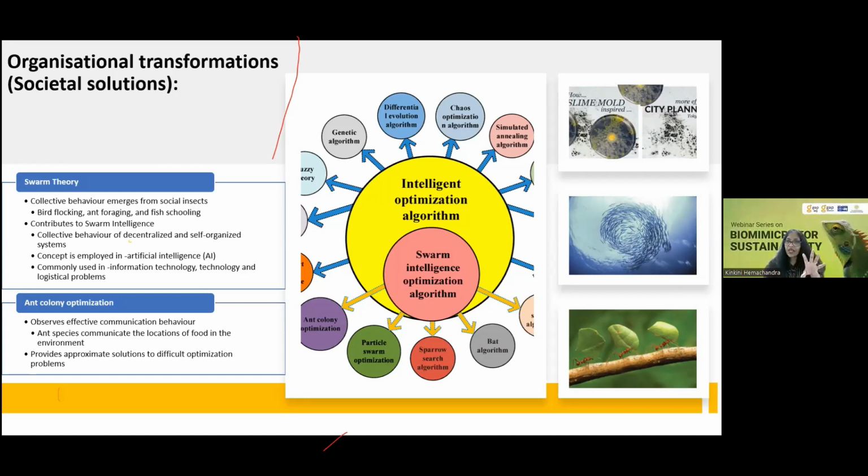So I think you can see that technically we can use the biomimicry concept, and also in societal problems we can use biomimicry concepts.